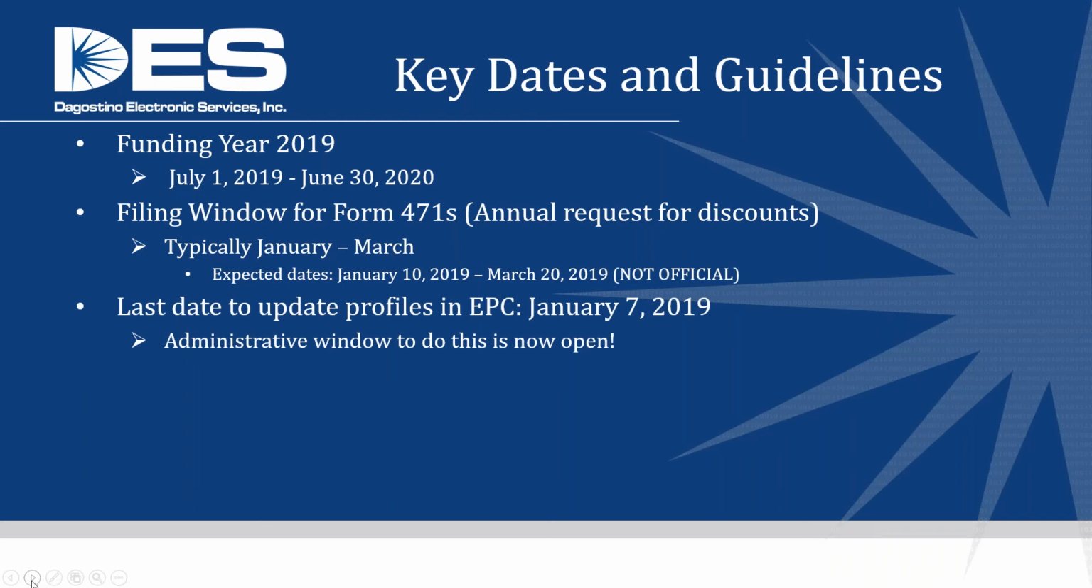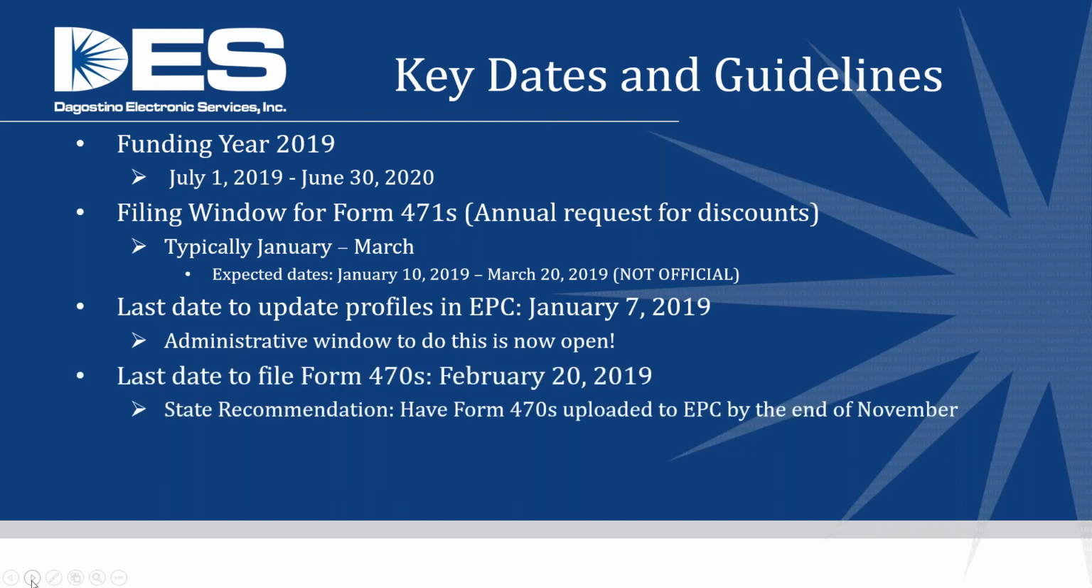The last date to update profiles in EPC is January 7th. And of course, I mentioned this earlier, this window is open now. If you have access to the EPC, you can log in and make sure all your information is accurate. The last date to file Form 470s is February 20th, 2019. So the state recommendation is have your Form 470s uploaded to EPC by the end of November.